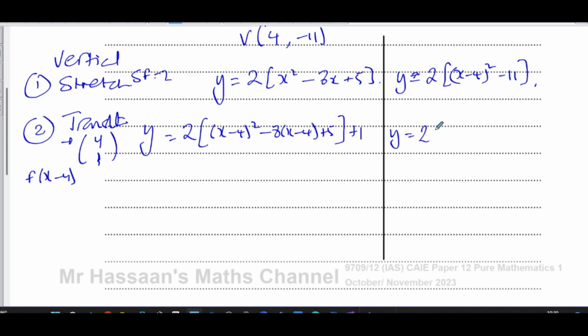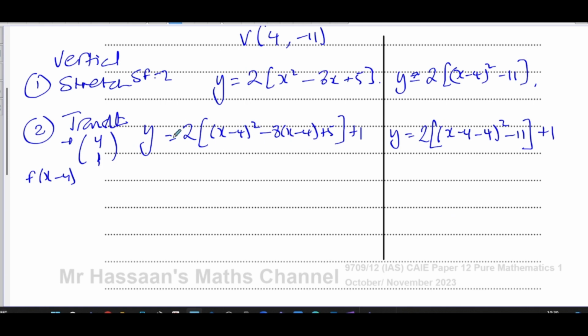Okay, so I'll have 2 times. Now this x is going to be replaced by x minus 4, so I'll have x minus 4, and I've got another minus 4 there. I have to write minus 4 again. Squared minus 11, close the bracket. Then I add 1 to the whole function. Same thing.